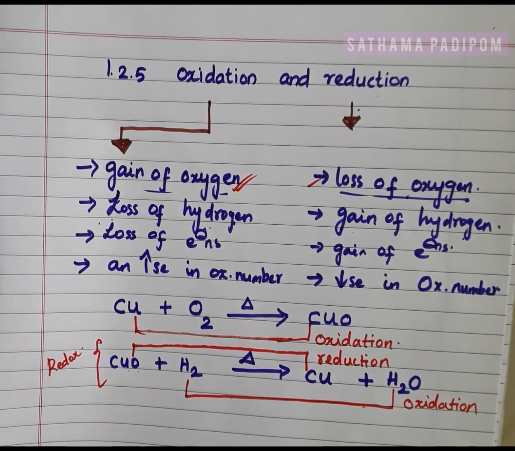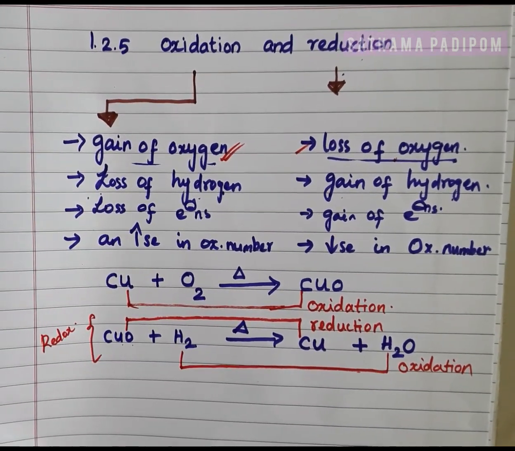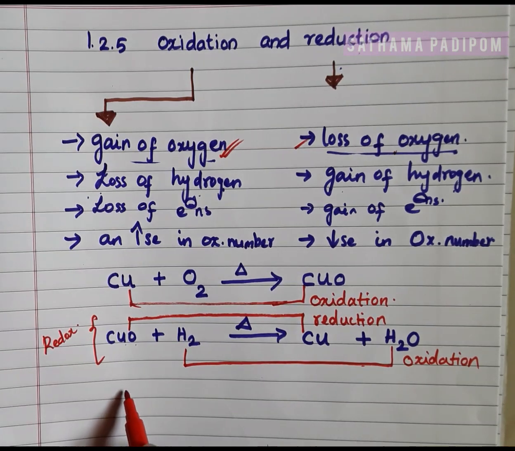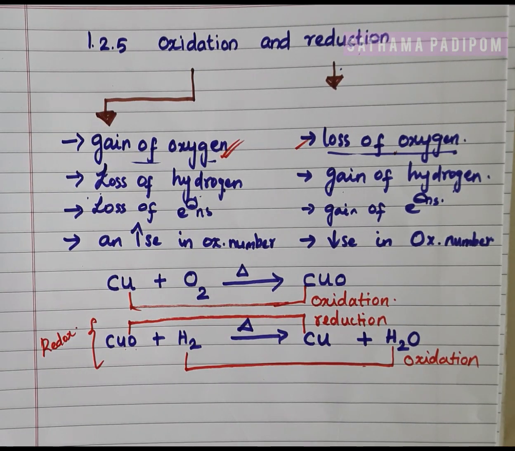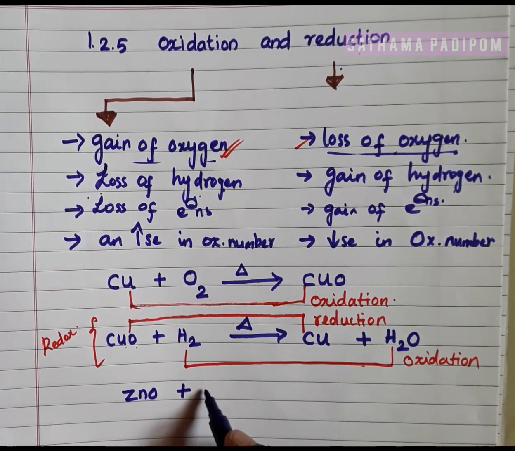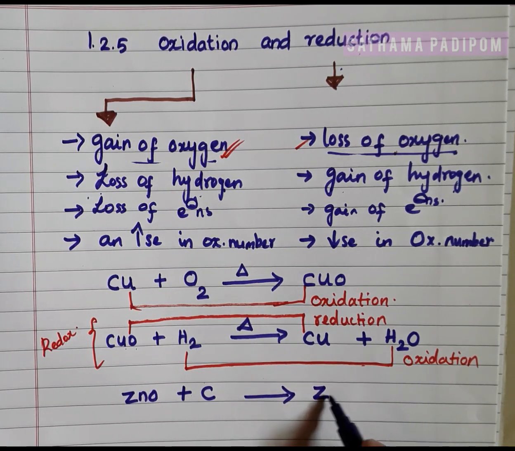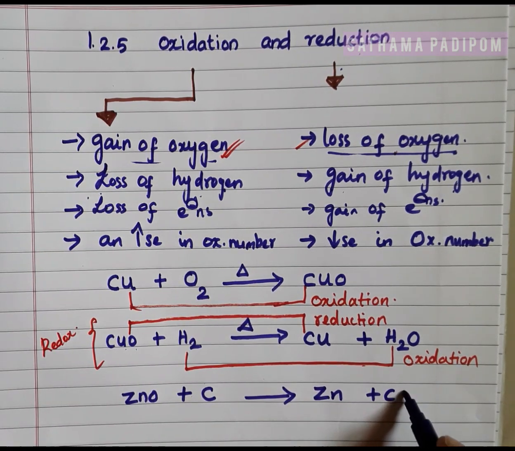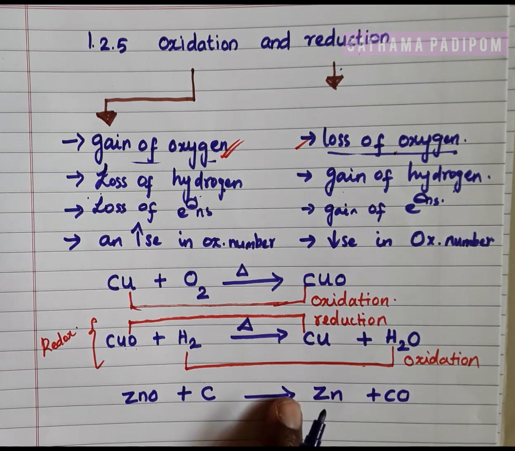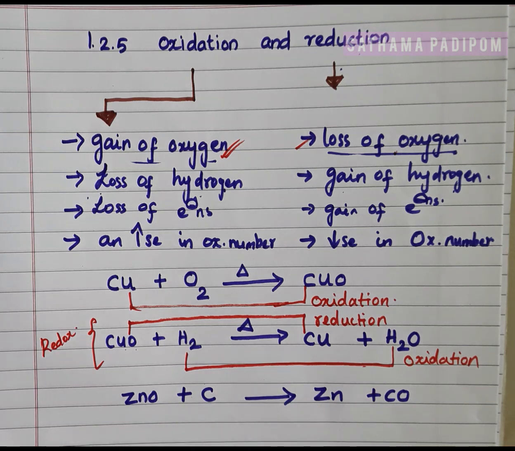Shall we discuss one more equation which is given in your NCERT book? If you have the NCERT book, you can refer there. The equation is ZnO, zinc oxide, with carbon gives zinc plus carbon monoxide. You have to recall the points in case they give this equation to find which is oxidation and which is reduction.